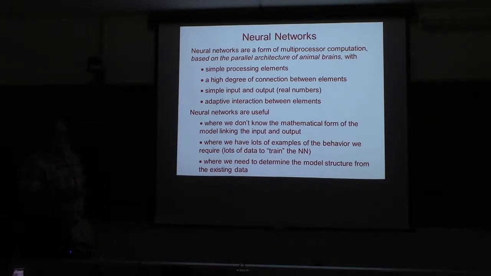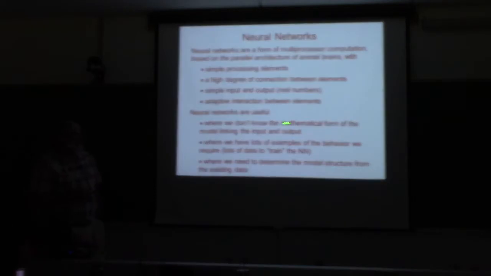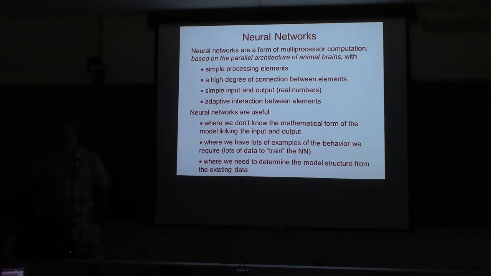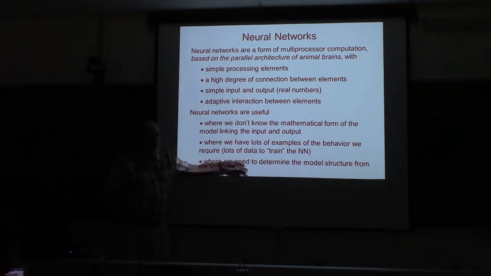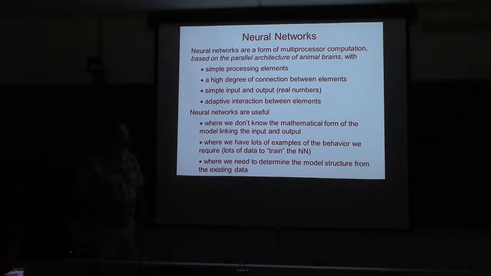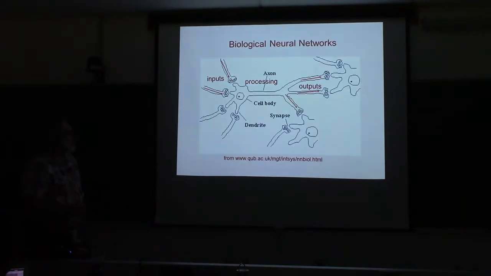The neural network will be able to learn as it goes along, just like people do. So these are useful when we don't know the mathematical form of the model that links input and output. And we need to have lots of examples of the behavior that we require for known inputs. So we need a lot of data where we know the input, we know the right answer, and we're going to use that data to train the neural network. And then we don't have any preconceived notion of the structure of our model. We're going to let that come out of the neural network training, and we don't even have to worry about that in a sense.